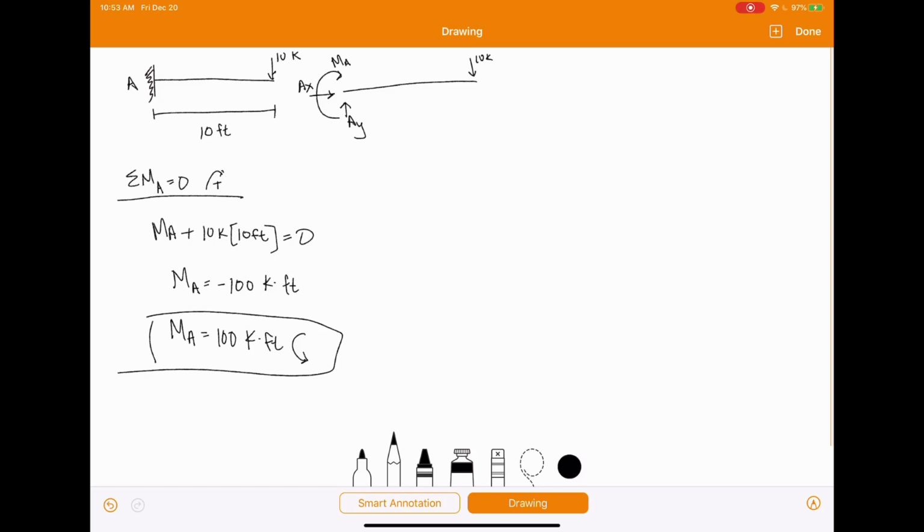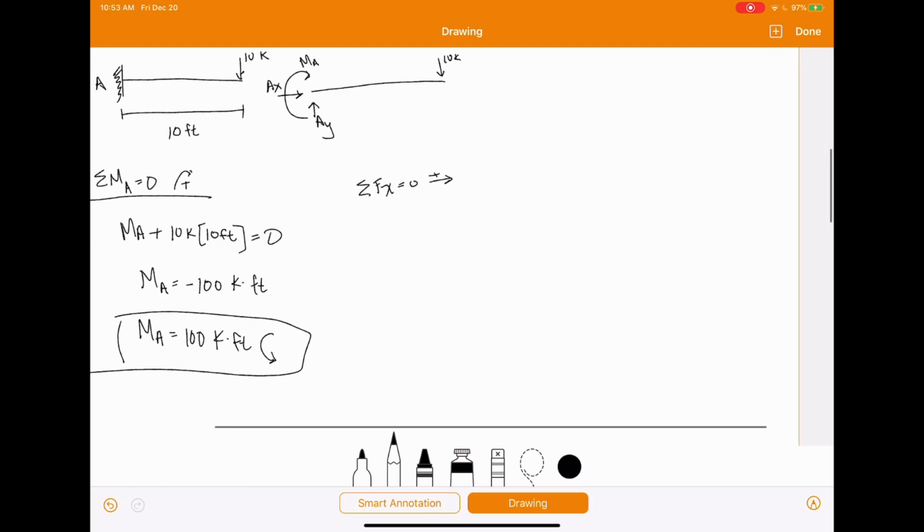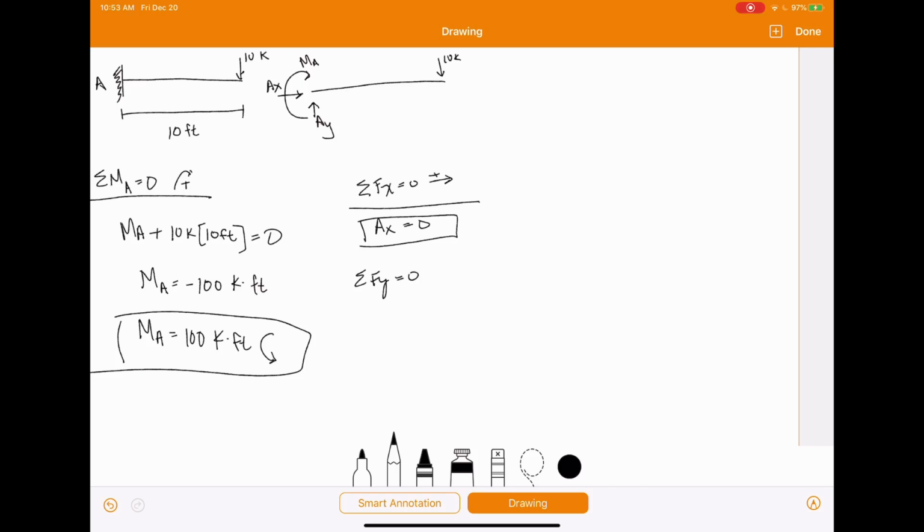All right, then you do your sum of forces. X equals 0, assume a positive direction. And we've got AX, that's our only X direction force, so that equals 0. And then sum of forces, Y equals 0. So we'd get AY minus 10 kips equals 0. So AY equals 10 kips. Positive, so we assumed the direction correctly. So it would be going up. And that would be your answer.